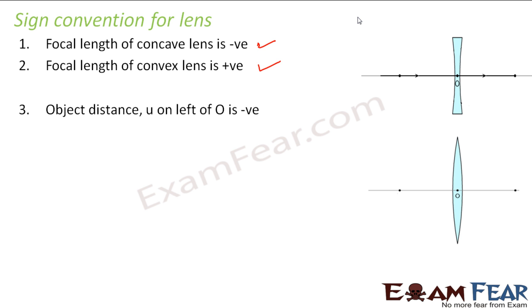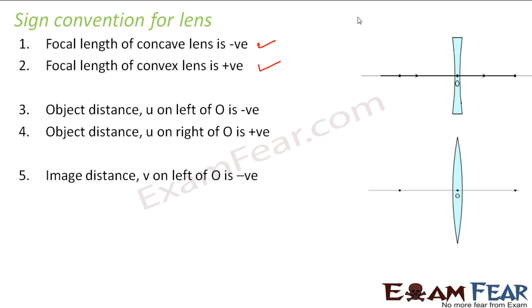Object distance on the left of the optical center is negative. In this case, the optical center serves as the pole, so the optical center acts as the origin. Anything on the left side of the optical center is negative. Anything on the right side is positive. Similarly, when we talk about image distance, that also on the left side is negative and on the right side is positive.